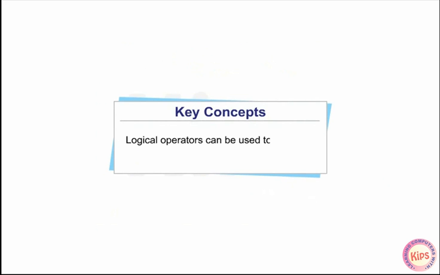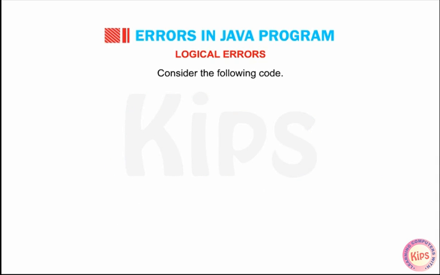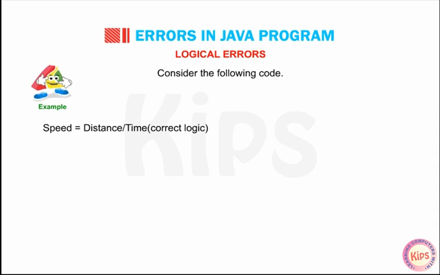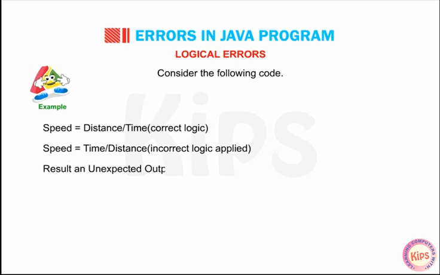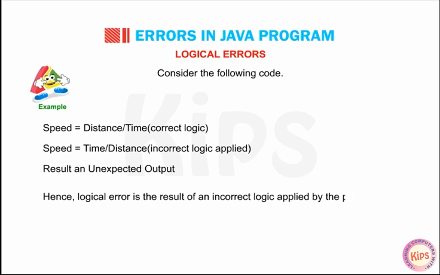Let us understand the key concept. Logical operators can be used to construct sophisticated conditions. Consider the following code. For example, speed = distance / time (correct logic). Speed = time / distance (incorrect logic applied). Result: an unexpected output. Hence, a logical error is the result of incorrect logic applied by the programmer.